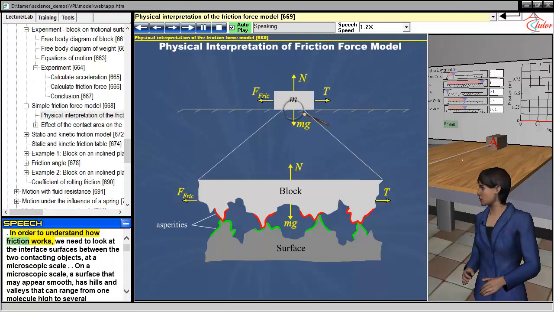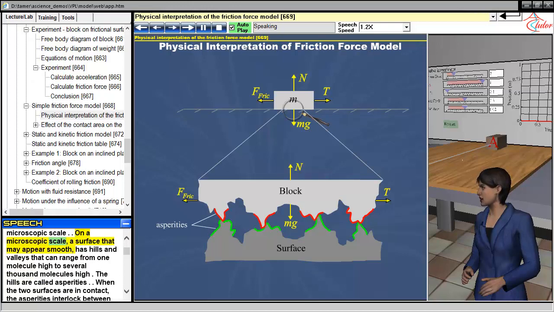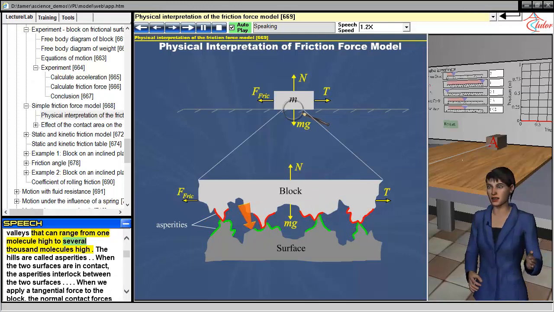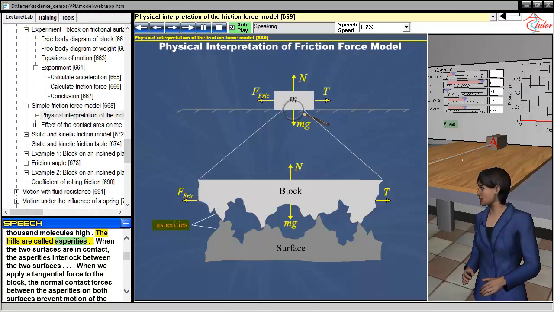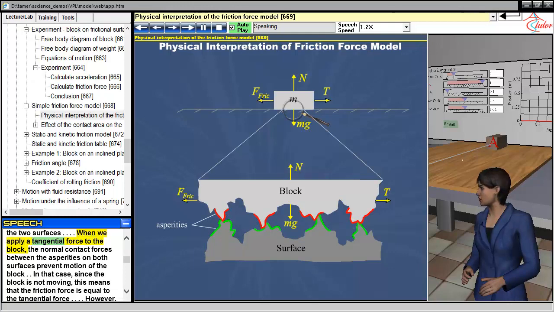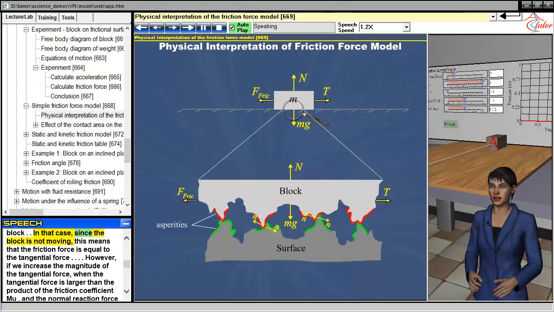In order to understand how friction works, we need to look at the interface surfaces between the two contacting objects, at a microscopic scale. On a microscopic scale, a surface that may appear smooth has hills and valleys that can range from 1 molecule high to several thousand molecules high. The hills are called asperities. When the two surfaces are in contact, the asperities interlock between the two surfaces. When we apply a tangential force to the block, the normal contact forces between the asperities on both surfaces prevent motion of the block. In that case, since the block is not moving, this means that the friction force is equal to the tangential force.